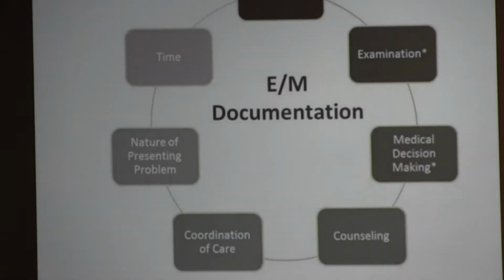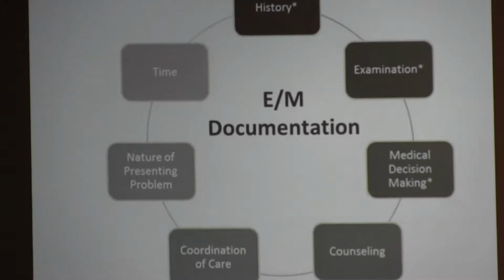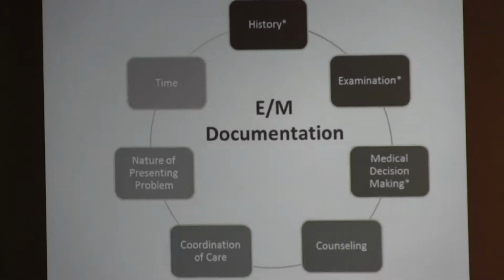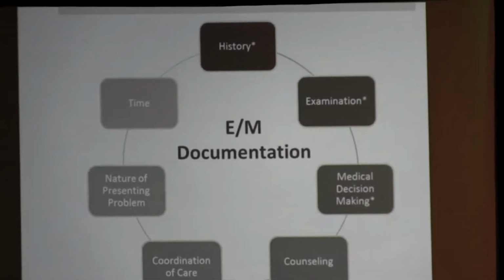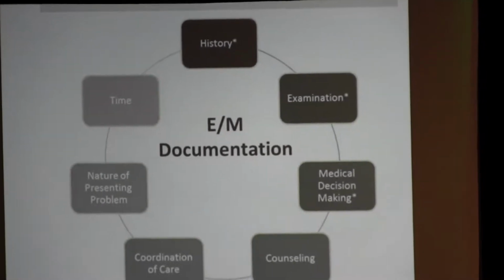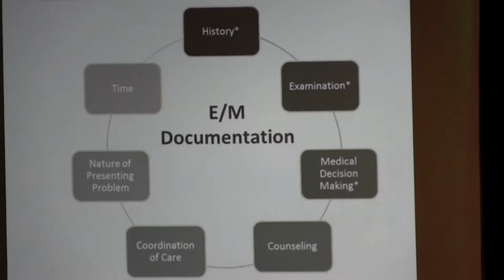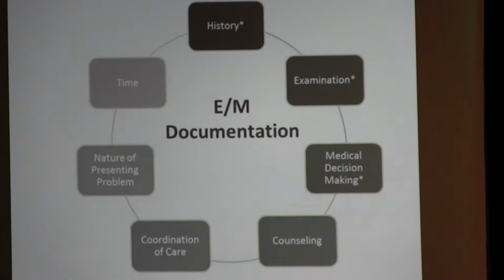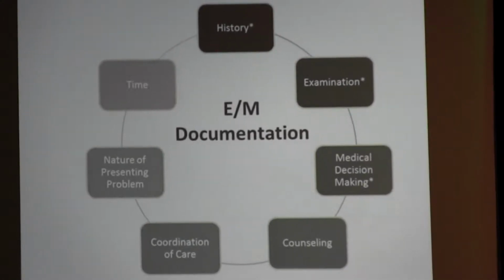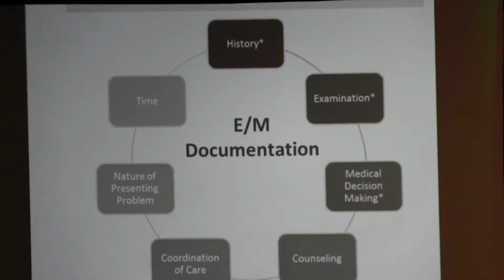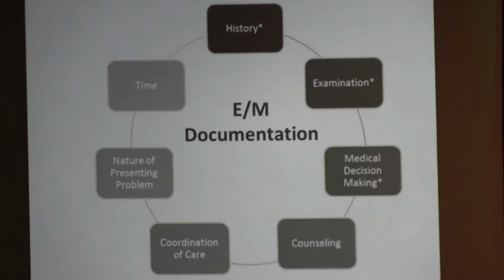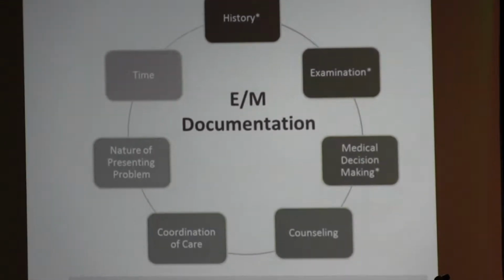So how do we get the highest level of care code? It's primarily based on the first three. There are 7 components, but it's primarily decided on the first three: the history, the physical, how difficult it was to make the decision. And then counseling, coordination of care, nature of the presenting problem, and time. Again, time you want to stay away from.